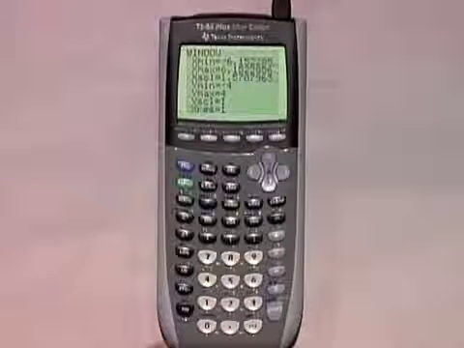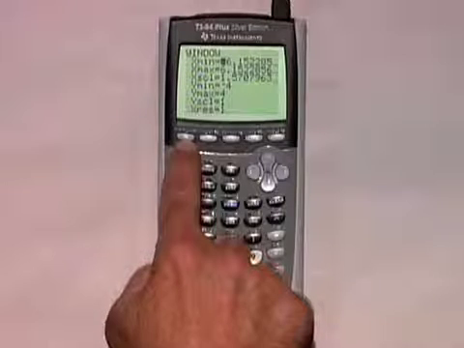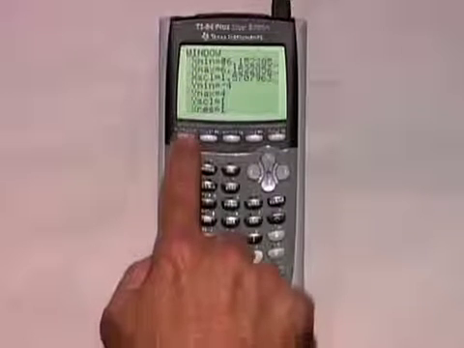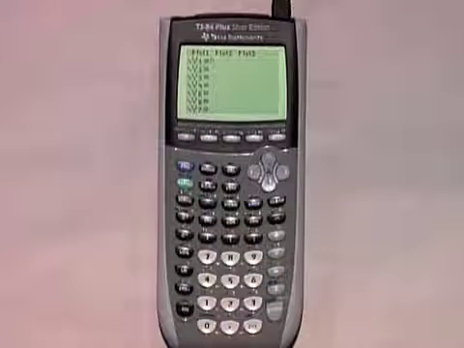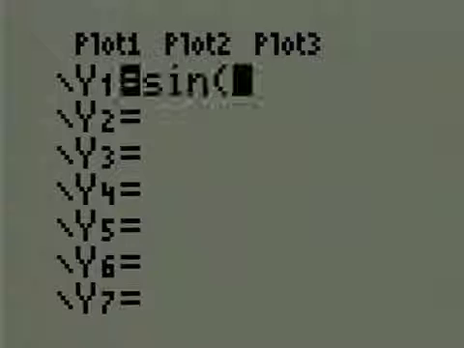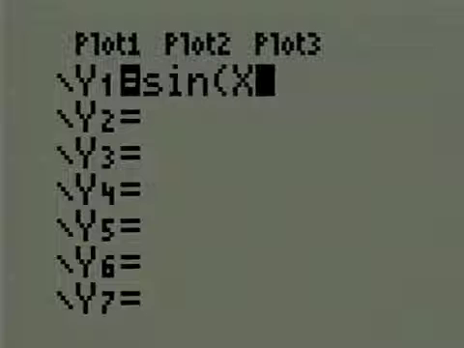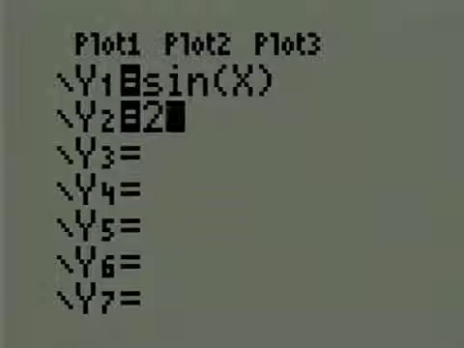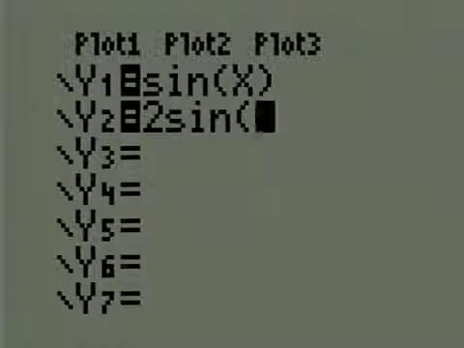So the next thing we want to do is enter our equations. We do that in the equation editor, which we press the y equals key right here. We want to enter sine x, so we press the sine key, and then the key that has the x, t, theta, and n on it, it'll come up as x, and then I close the parentheses. I move down to the second row, y sub 2, and here I want to enter press the 2 key, then the sine key, then the x key, and close my parentheses.